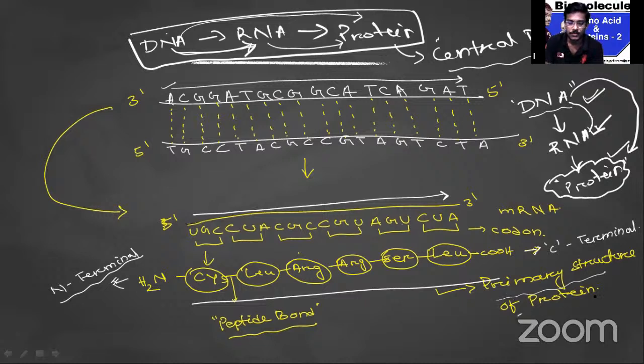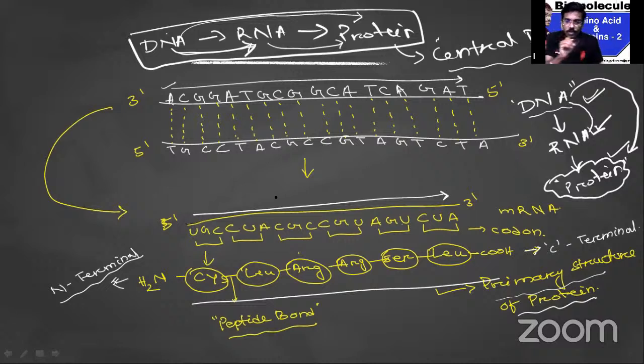What is the primary structure of the protein? If the amino acids are joined in a linear structure, that is called the primary structure of the protein. Here, the protein has one amino acid, then another amino acid, then another amino acid, then another.